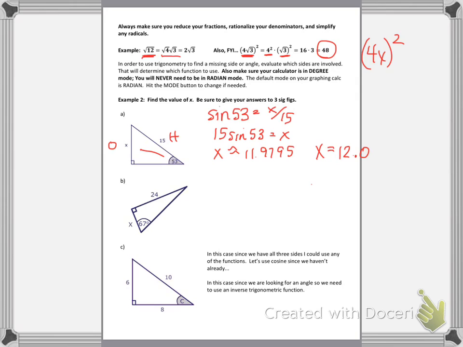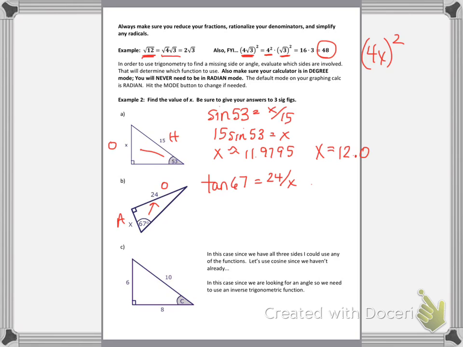Now for B, again, evaluating what I'm given here. This is my opposite. This is my adjacent. So that's going to be tangent. So tangent of 67 is equal to 24 over x.